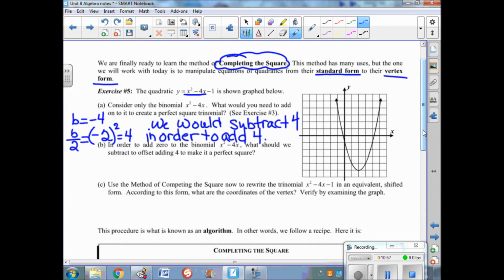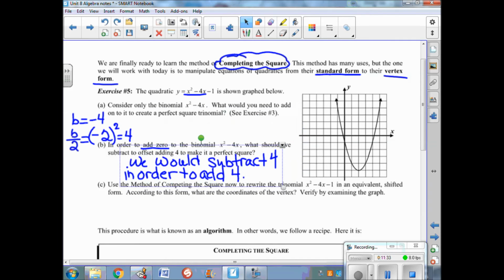Now, some of you are like, what are you doing? I'm sure of it. That's okay. Stick with me, all right? So it says in order to add 0 to that binomial, that's what I was just talking about, being able to offset that, because you can't just randomly add some number to our expression and have that be okay or have that be equivalent. So it says, what should we subtract to offset? Oh, I jumped ahead. I was just answering A. That's okay. I just answered that one in that question. I totally apologize. I got excited and got ahead of myself.